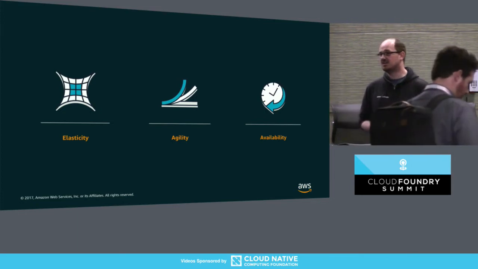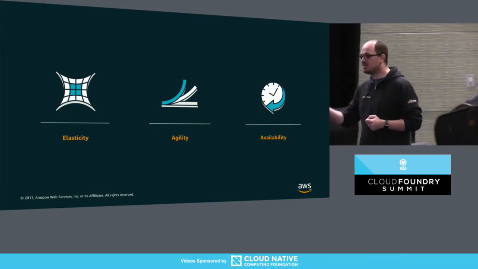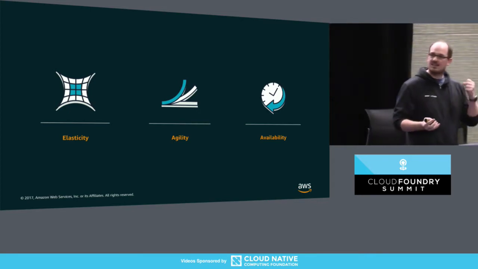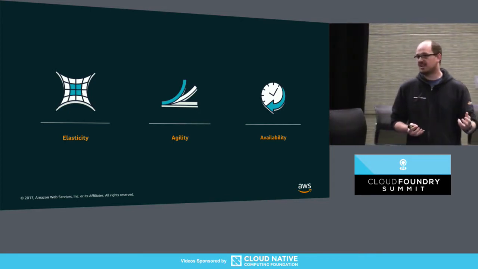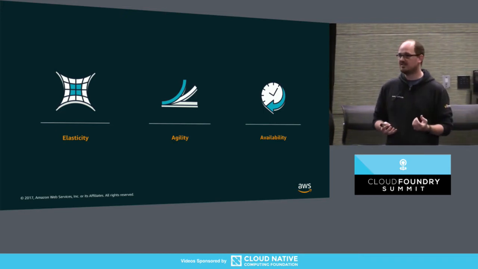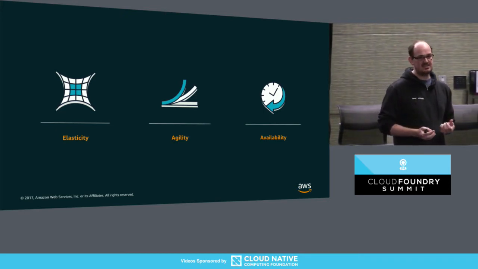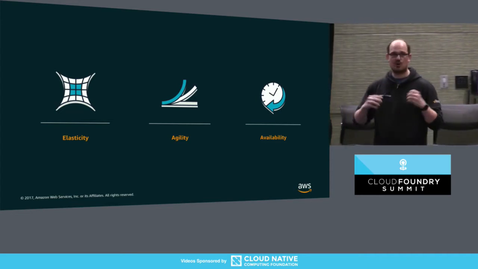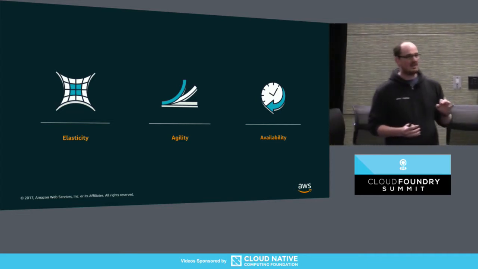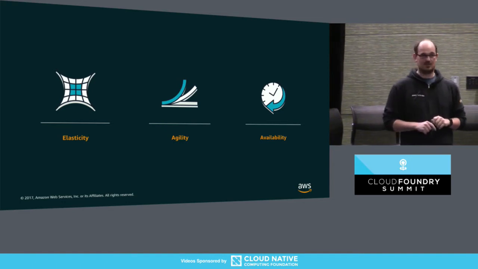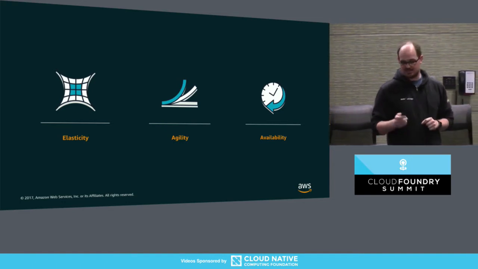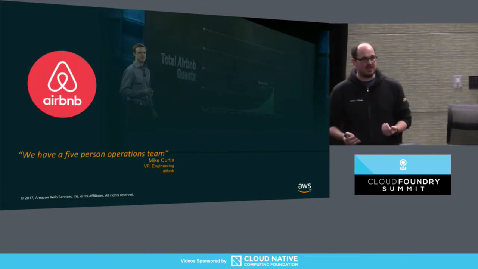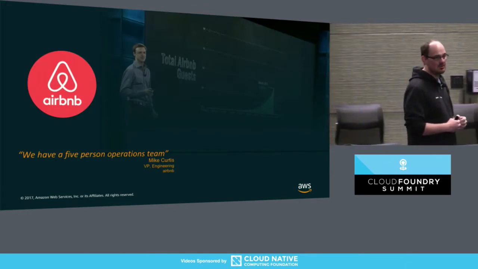How do you become agile, where you can go from the inception of a new idea into the development of that idea and delivering it in production as a feature or a new product within a matter of days as opposed to months? And how do you build all of this on a platform that allows you to be 100% available, or nearly 100% available? So Airbnb is the best example that we always bring up when we talk about this.